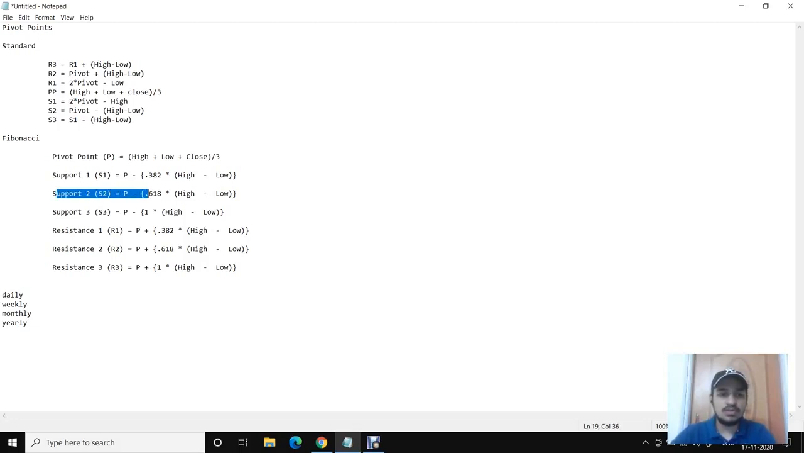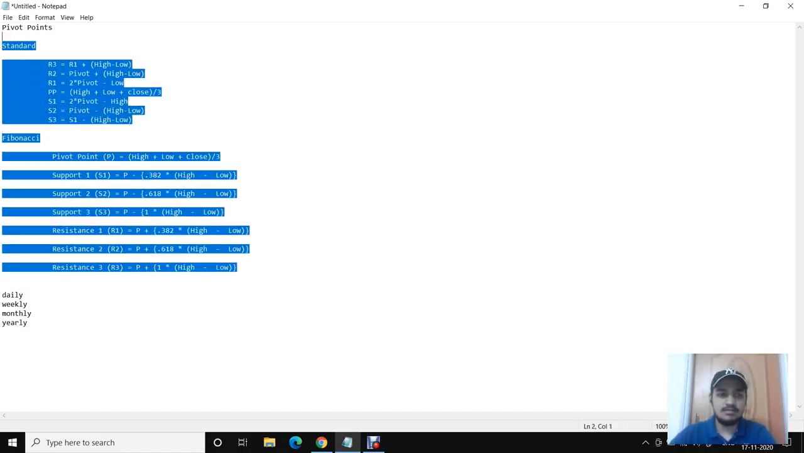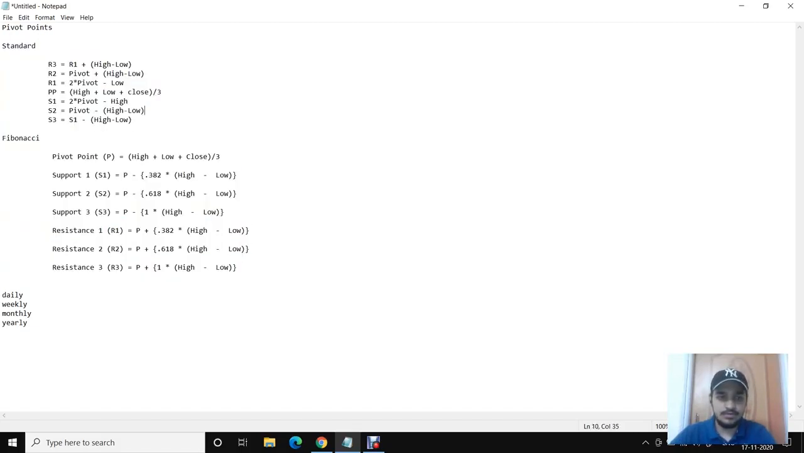So support 2 is equal to pivot minus 0.618 into high minus low. Support 3 is equal to pivot minus 1 into high minus low. R1 is equal to pivot plus 0.382 into high minus low, and R2 is equal to pivot point plus 0.618 into high minus low, and resistance 3 stands for pivot plus 1 into high minus low, okay. So these are the formulas for standard and Fibonacci pivot points, okay.